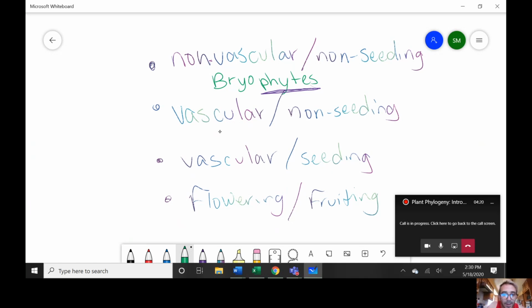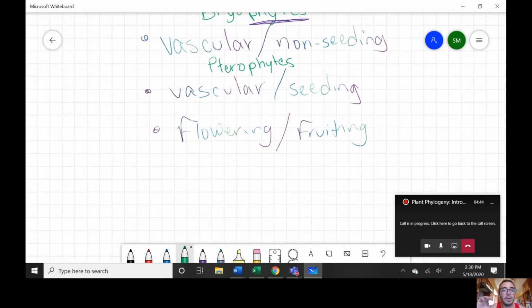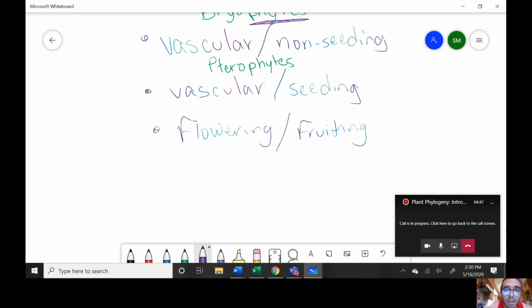So we have our bryophytes, our vascular non-seeding plants. These would be our pterophytes, and we have a P in front. The P is silent. Now, a lot of you might ask, well, why do we spell these things this way? And that's because way back in the heyday, they used a lot of Greek and Latin roots to describe things, and we follow suit now because we don't like to change things up.